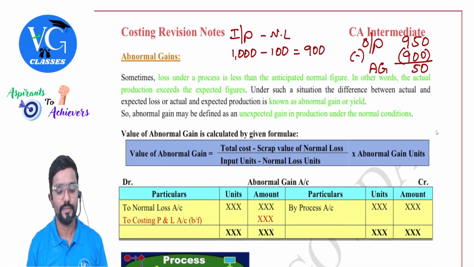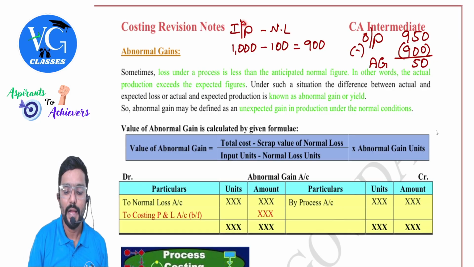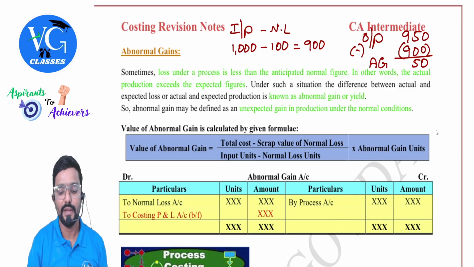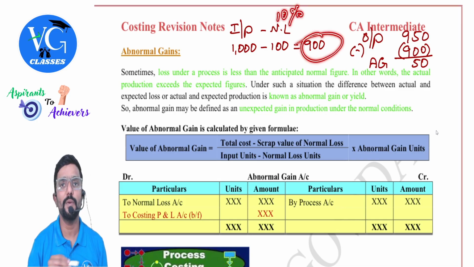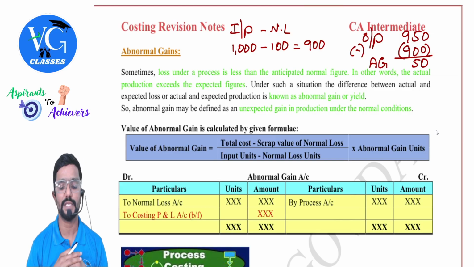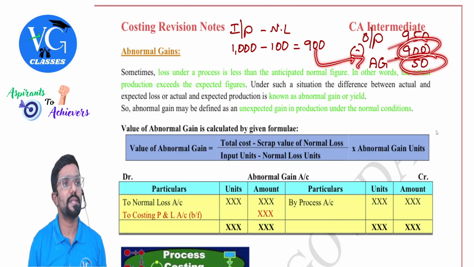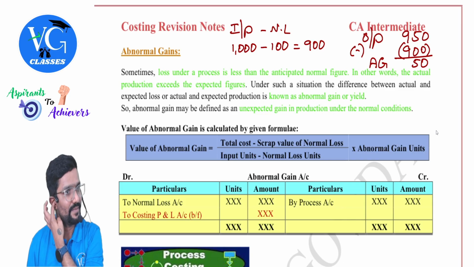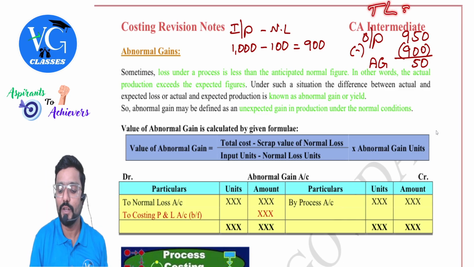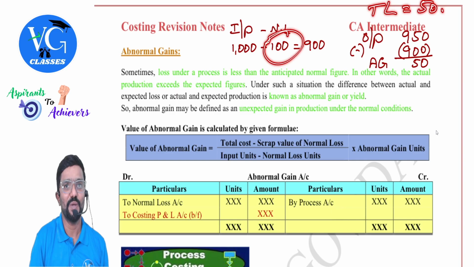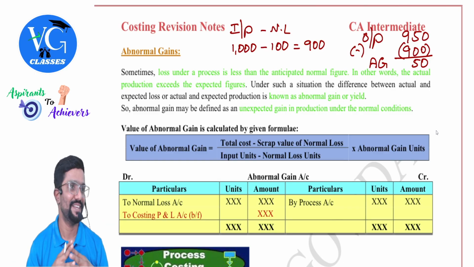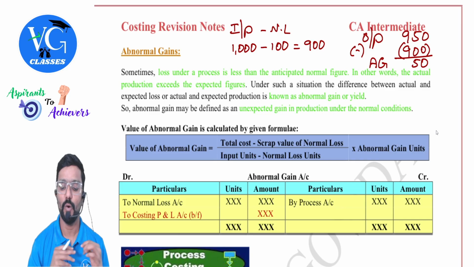Sure. Let us read it. Abnormal gain. Guys, listen here. Input was 1000. I expected 10% as loss. So normal output was 900. That is normal loss is 100. But actually my output turned out to be 950. My normal output was 900. So that means remaining 50 is what, sir? Abnormal gain. Or else, let me take it like this. What is my total loss? Only 50. Whereas my normal loss is 100. When total loss is less than normal loss, what is the difference called? Abnormal gain.